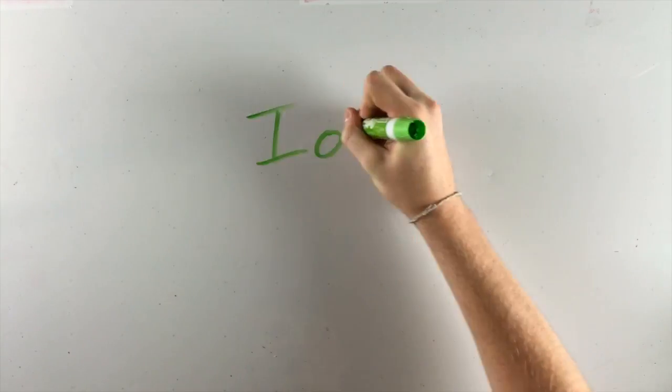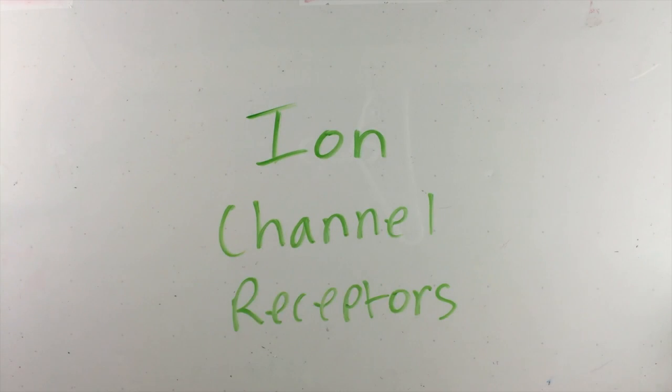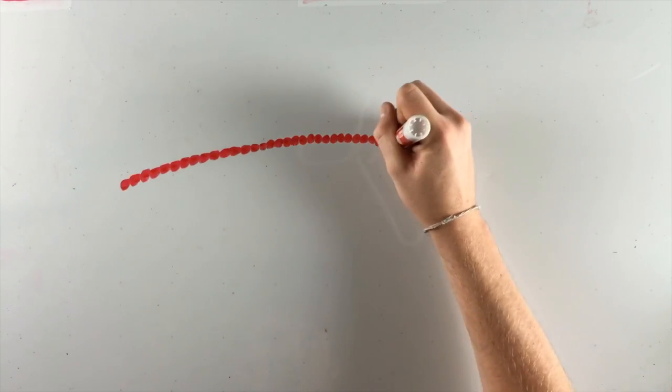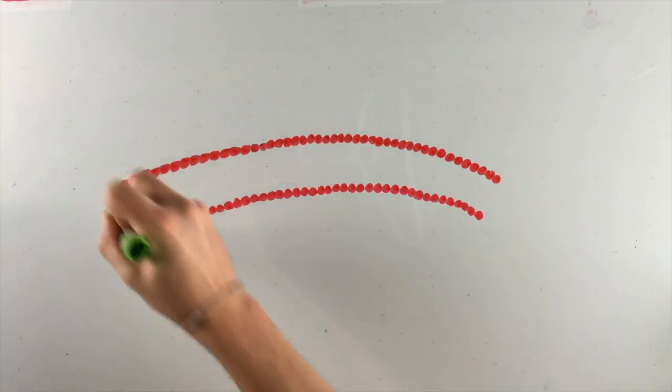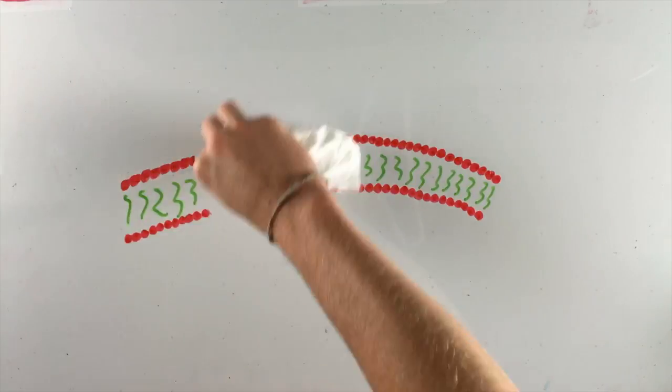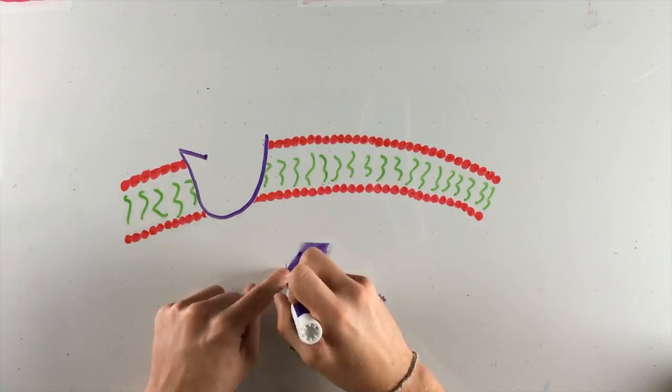The next part is the ion channel receptors. Also known as ligand-gated ion channels, these membrane receptors can act as a gate. The gate stays closed until a ligand binds with the receptor.